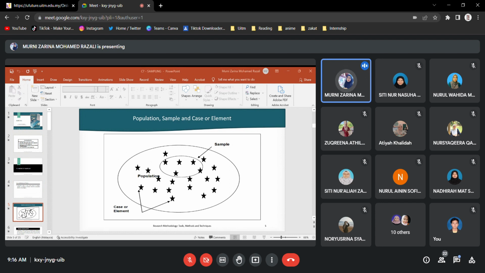Okay, so sample tu you will take some from your population. Maknanya sample ni must come from your population lah. Jadi kalau you kata you punya population is UiTM student campus Puncak Alam, so the sample would be some portions of students from UiTM Puncak Alam. Macam tu. Dia tak boleh kalau you sebut population UiTM Puncak Alam, tapi nanti sample you student BA 241 and 245 sahaja. Dia tak boleh lah sebab population you tadi tu besar. So that sample you tu must represent you punya population.